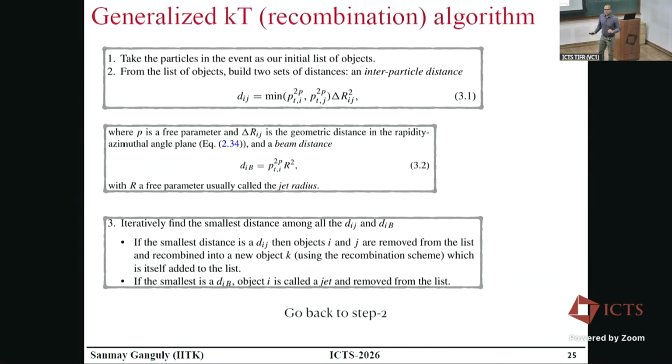And also, do you count the same particle in two jets? No. Every jet is orthogonal, meaning different particles are clubbed into different jets.